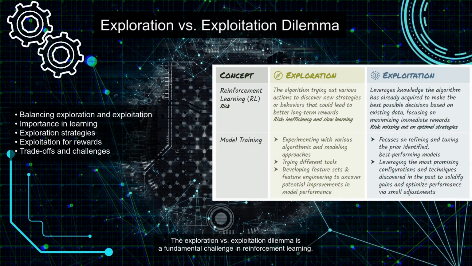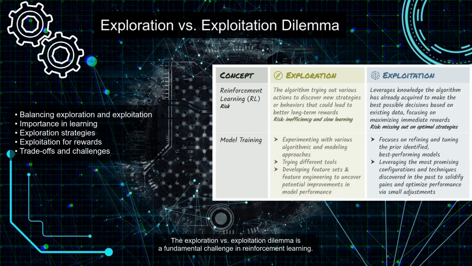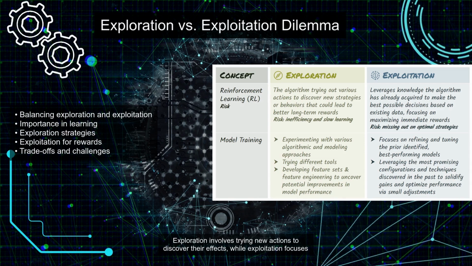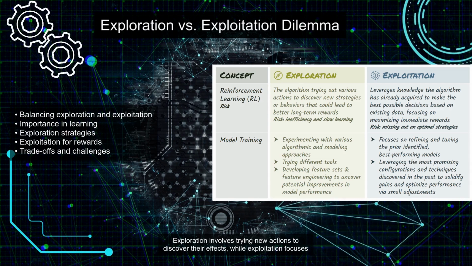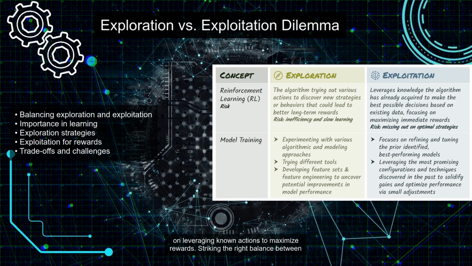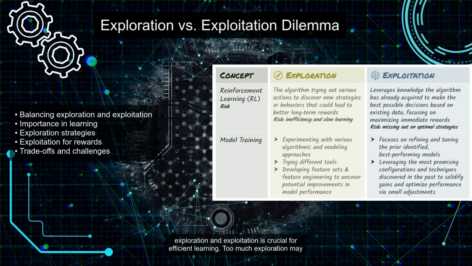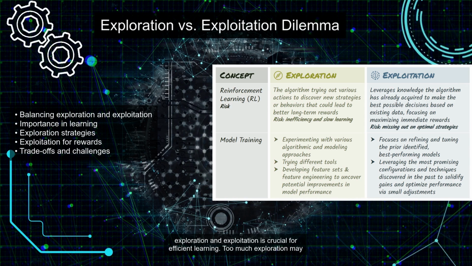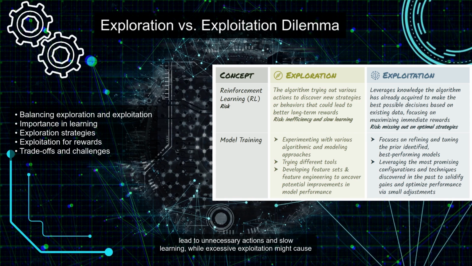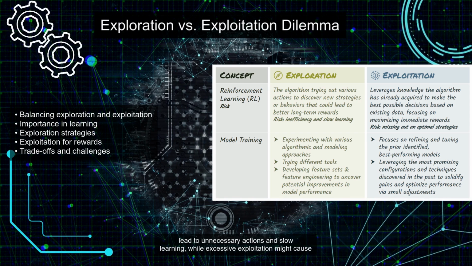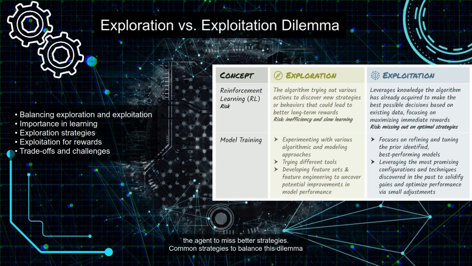The exploration versus exploitation dilemma is a fundamental challenge in reinforcement learning. Exploration involves trying new actions to discover their effects, while exploitation focuses on leveraging known actions to maximize rewards. Striking the right balance between exploration and exploitation is crucial for efficient learning. Too much exploration may lead to unnecessary actions and slow learning, while excessive exploitation might cause the agent to miss better strategies.